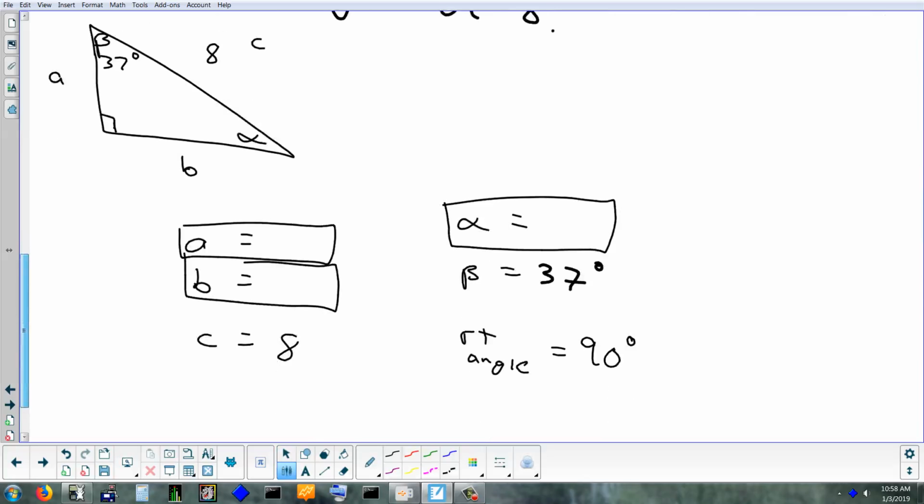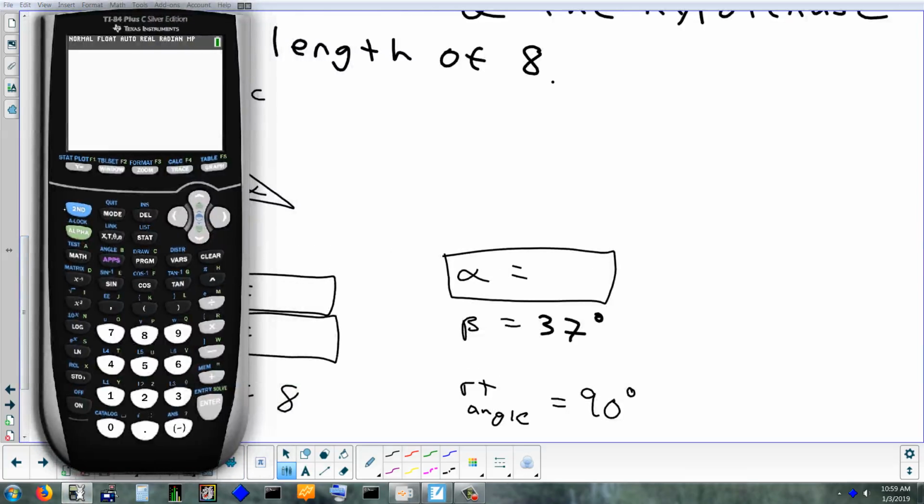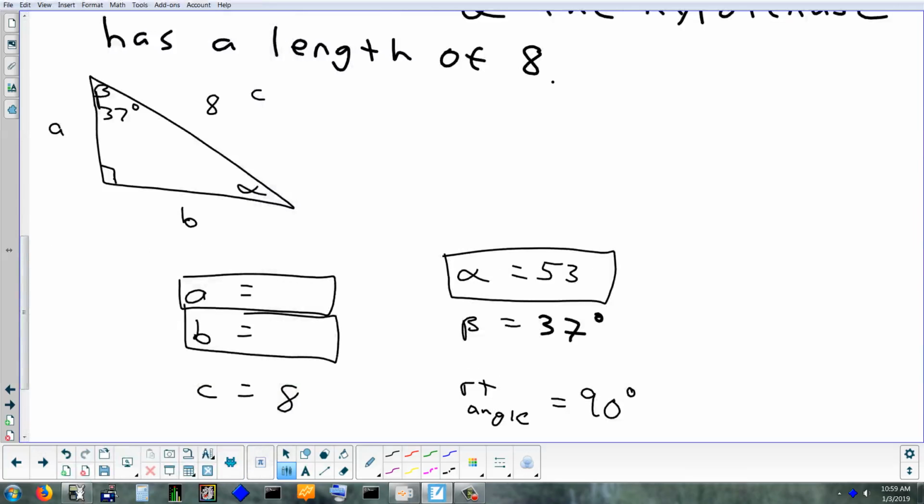Now the way I'm going to show you to do it, you can do it in any order. But there is one thing there that I think is faster to find than the other things. You would minus 37 from 90. If you just do 90 minus 37, because all the angles have to add up to 180, that tells you that alpha is 53. Okay. Any question on that one?